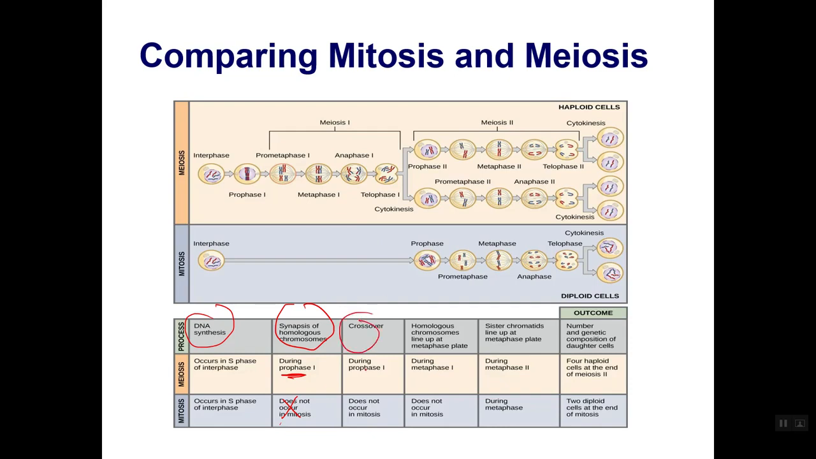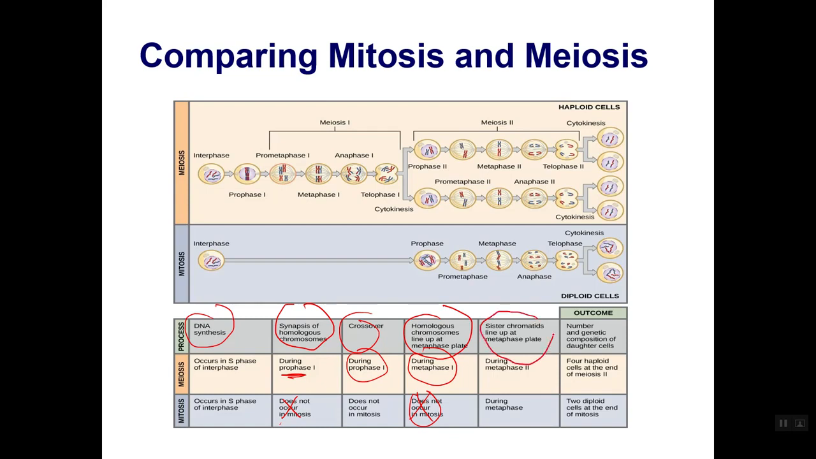Crossing over only occurs in prophase 1 of meiosis. No crossing over in mitosis. It literally wouldn't make sense because if we had crossing over between sister chromatids which are genetically identical, then we would yield identical chromosomes anyway. Homologous chromosomes line up at the metaphase plate. This happens in metaphase 1. It doesn't occur in mitosis because, again, there are no homologous chromosome pairs in mitosis.